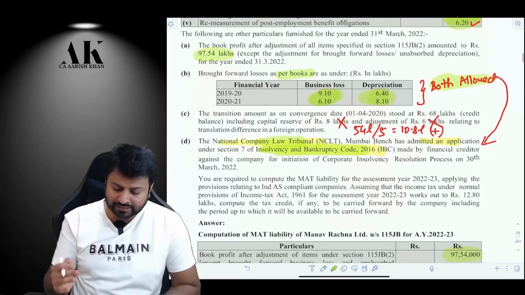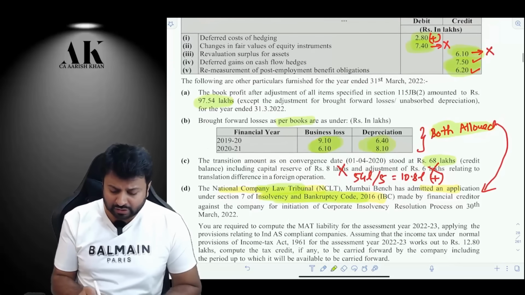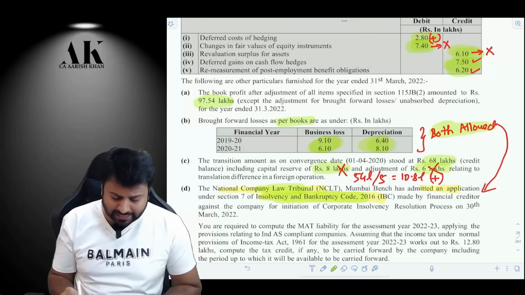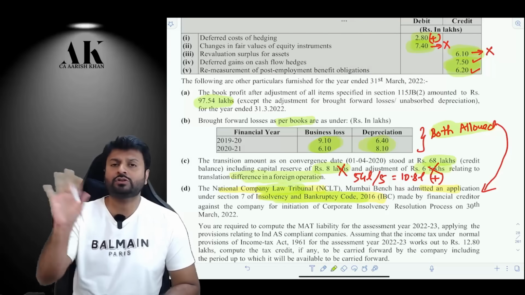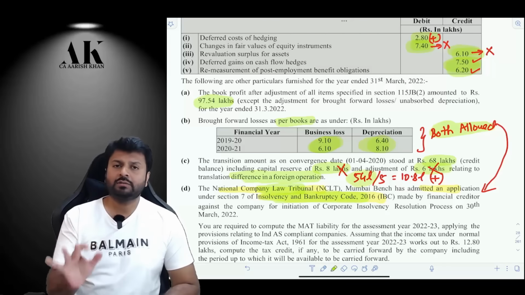Okay. Now apart from this, the assessee also has some transition amount of 68 lakh rupees, but this transition amount is also including 8 lakhs of capital reserve, that is not included in the transition amount, and 6 lakhs of translation difference in foreign operation, that is also not included in the transition amount. So reduce these two items. After reducing these two items, your transition amount comes to 54 lakhs.